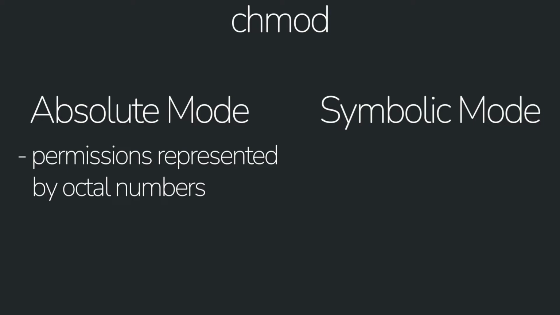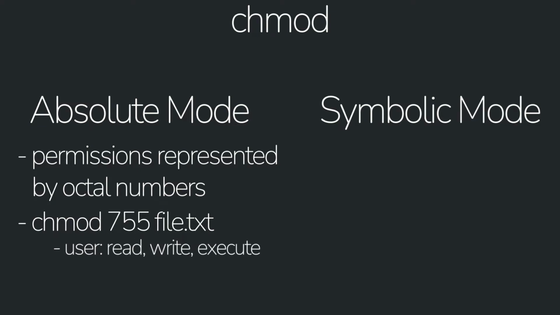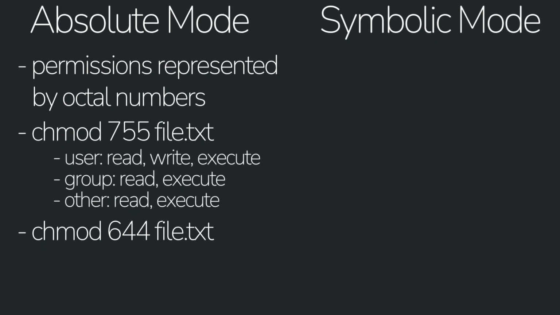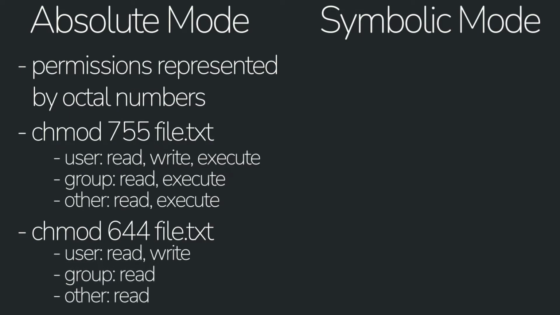Take, for example, the command chmod 755 on a file named file.txt. This gives the user ownership group read, write, and execute permissions, while both group and other ownership groups only get read and execute permissions for file.txt. In a similar fashion, the command chmod 644 file.txt gives user ownership group read and write permissions, while both group and other ownership groups only get read permissions for file.txt.